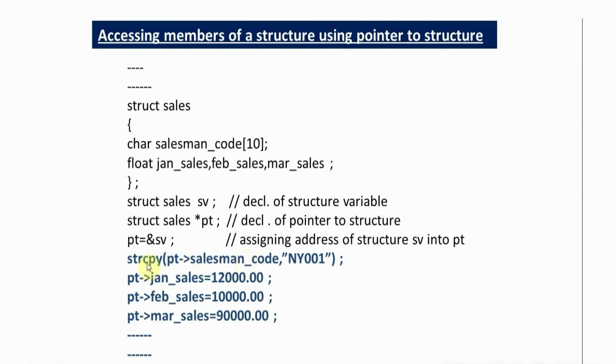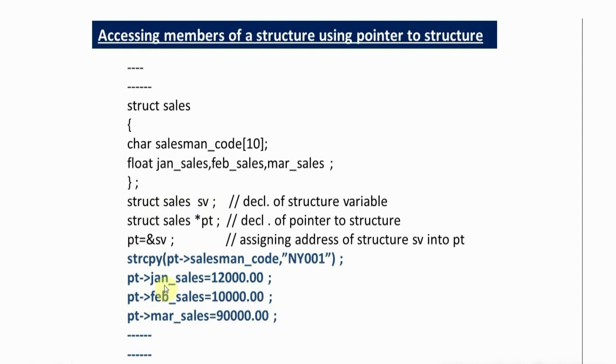As you know, if we want to copy a string into a string variable, we cannot use the assignment operator. We will have to use a library function called strcpy. So this is the string copy function. In strcpy, first we give the target string, which in this case happens to be salesman code. But I cannot write salesman code directly. I will have to qualify it with the name of the pointer to structure. Because I am using pointer to structure, this member access operator has to be the arrow operator and not the dot operator, because the dot operator is used when we access the members of a structure through a simple structure variable.